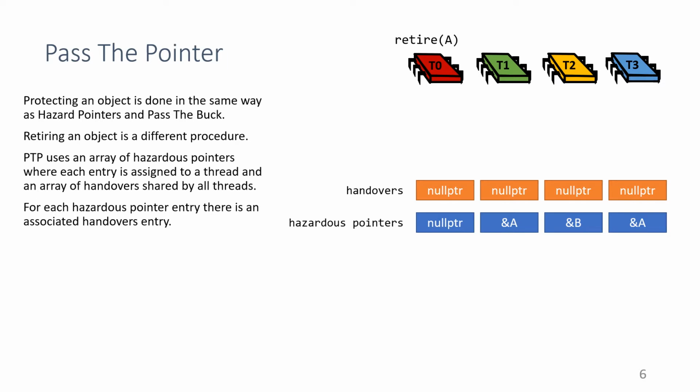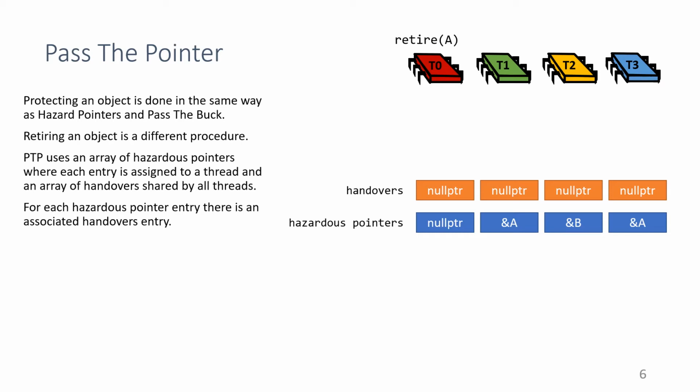PTP uses an array of hazardous pointers where each entry is assigned to a thread, and an array of handovers shared by all threads. For each hazardous pointer entry, there is an associated handovers entry. On the hazardous pointers array, it is stored the address of an object that was previously protected. The handovers array is where a retired object is placed if there is a hazardous pointer to it.